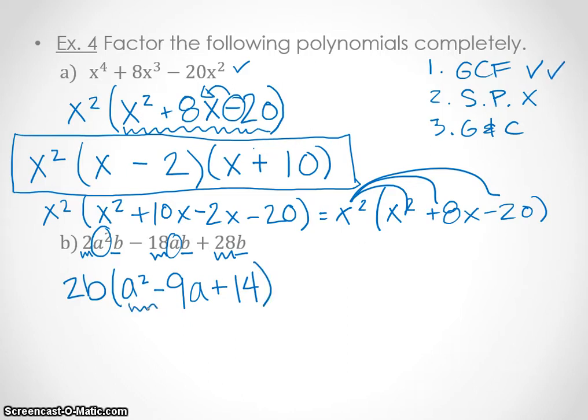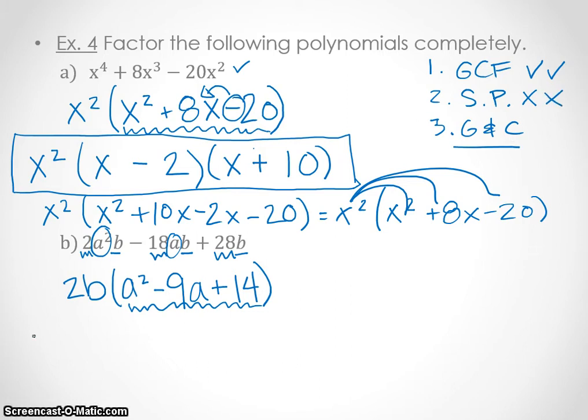Now looking in here, we have a quadratic trinomial. This is probably going to factor further. Can I use special patterns in order to do so? Can I square root a squared? Sure. Can I square root 14? Nope, so no special pattern. So then that leaves me with guess and check again.